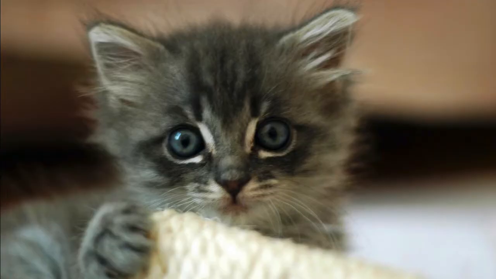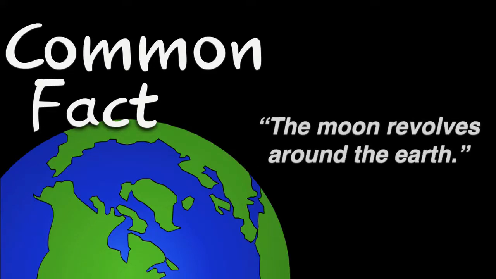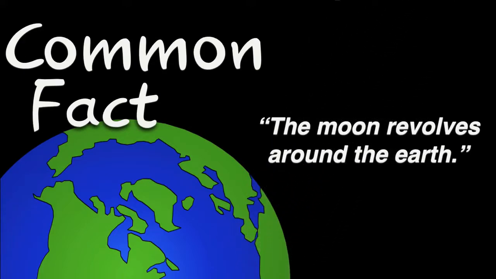Okay, I don't have any example sentences for you, so here's a picture of a cute cat. Finally, common fact. What is an example of a common fact? The moon revolves around the earth. The moon circles the earth. That's what revolves means. So everybody already knows this fact. Therefore, it's not a good idea for a topic sentence.